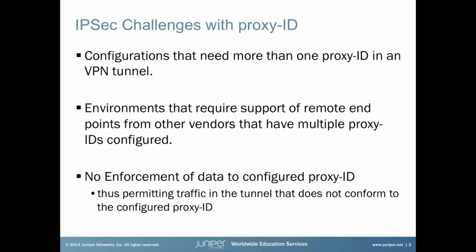In IPSec, there are challenges with route-based VPNs when we are using proxy ID. For example, when more than one proxy ID is needed in a VPN tunnel, or when a configuration needs to support remote devices from third-party vendors that either use policy-based configurations or multiple proxy IDs themselves. In any case, there's no enforcement of data onto a configured proxy ID. Therefore, once the route-based VPN tunnel is up, we can route basically anything into that tunnel.